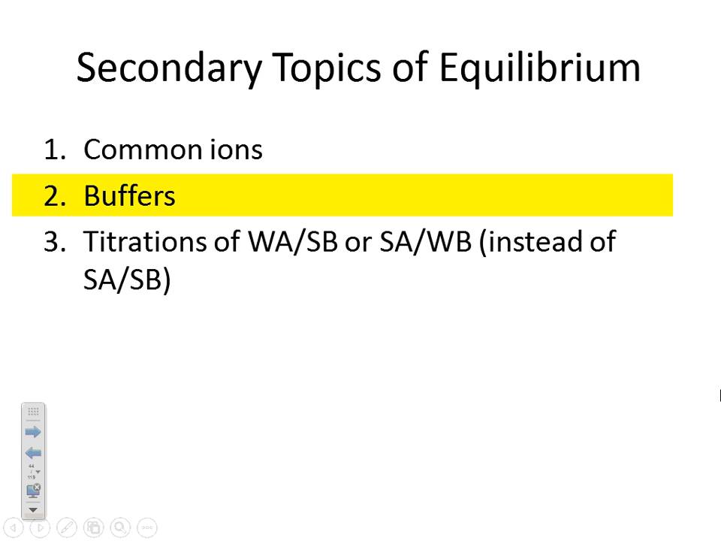So this is a secondary topic of equilibrium, and this is probably the most important secondary topic in equilibrium. We are still absolutely using our skill set from primary topics, so you still have to be able to write an equilibrium expression, plug in, use ICE charts, etc. But buffers are a really important topic, and the AP loves to ask about them. So this is a big, important secondary topic.